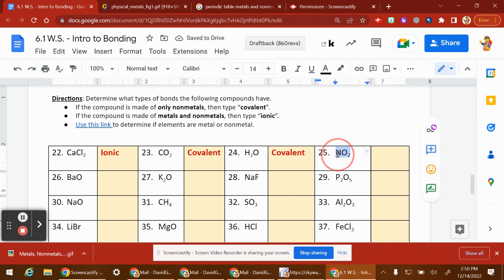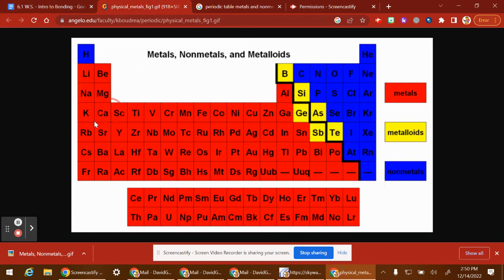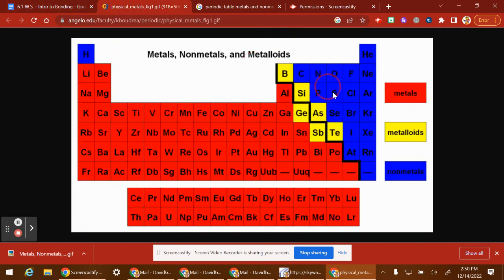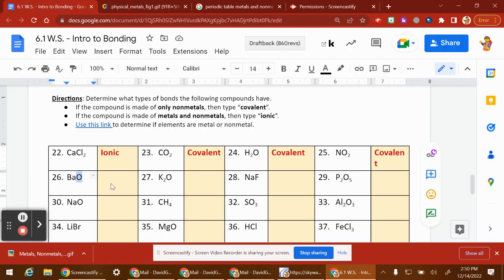How about NO2? Nitrogen and oxygen. Let's see here. Here's nitrogen, nonmetal, and oxygen, nonmetal. That's another covalent bond. All right. Barium and oxygen, Ba and O. So periodic table, barium. Here we go, barium. Barium is a metal. Oxygen is a nonmetal. Metal, nonmetal, that is ionic.